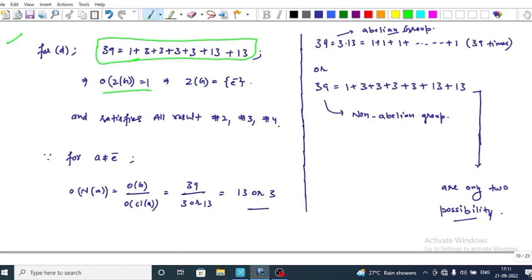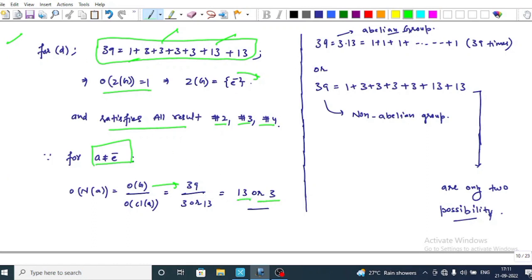That is, ZG contains only the identity element and satisfies all the results 2, 3, 4, because for A not equal to the identity element, order of NA is equal to order of G upon order of the conjugate class. Order of G is 39 and the order of the conjugate class is either 3 or 13. This implies 13 or 3.